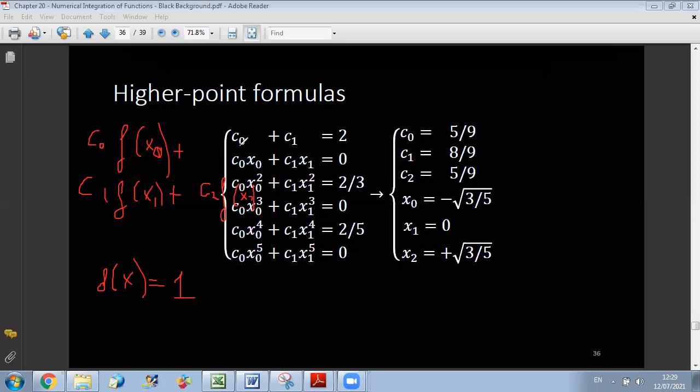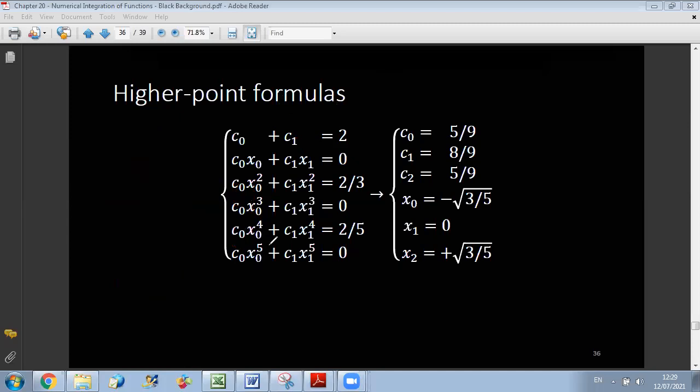So the first equation is C0 plus C1 plus C2 equals the integral from -1 to 1 of 1 dx, which is 2. I will update all of these equations in the PowerPoint that will be posted on Blackboard.